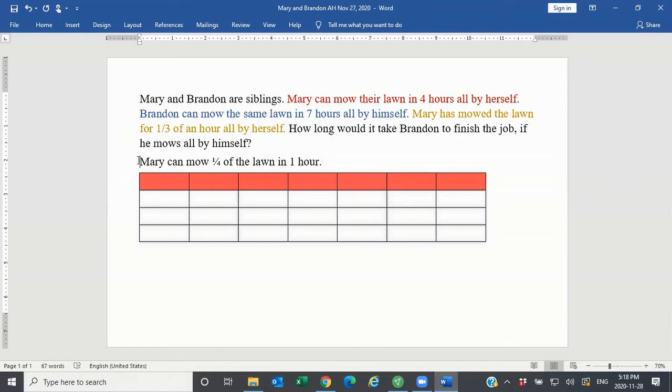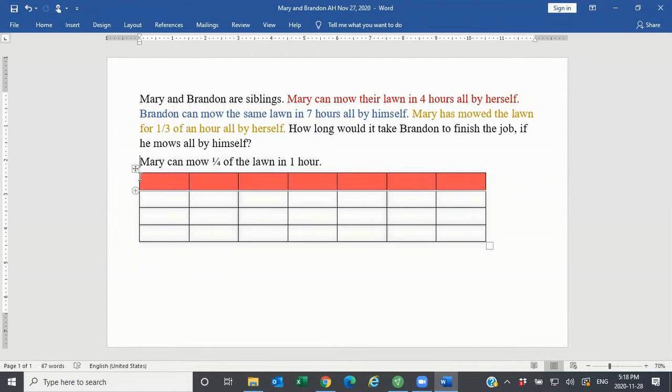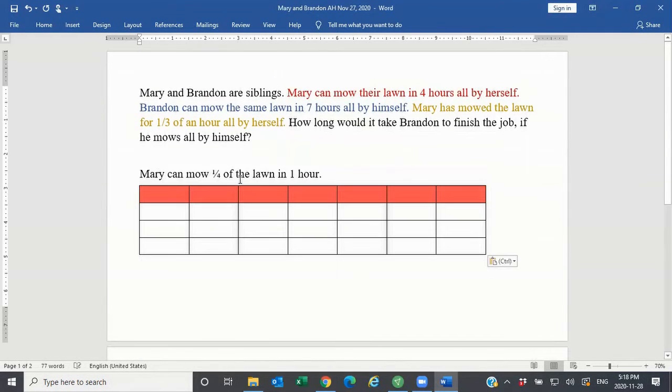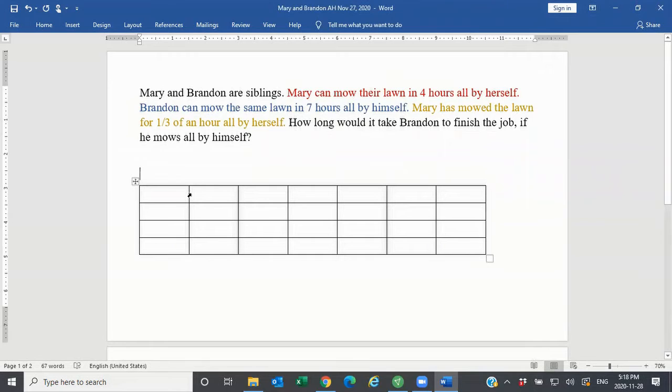There. And now to find out how much Brandon can do in 1 hour. Just push this down since we shouldn't need it for now. Get rid of the sentence, it's going to confuse us later. And I'll make everything the same color so we could do Brandon. There. Now if Brandon could mow the entire lawn in 7 hours all by himself, he should be able to do 1/7 of the lawn in an hour. This will be 1/7.